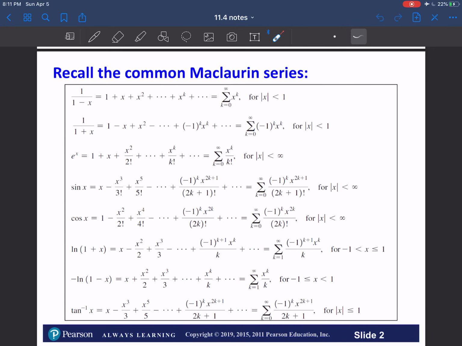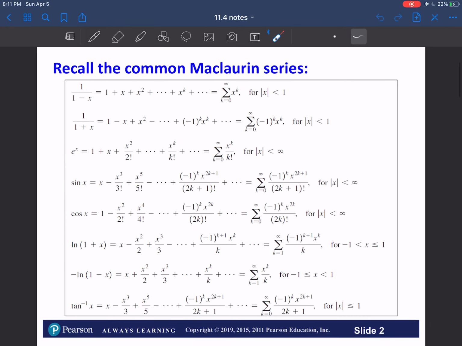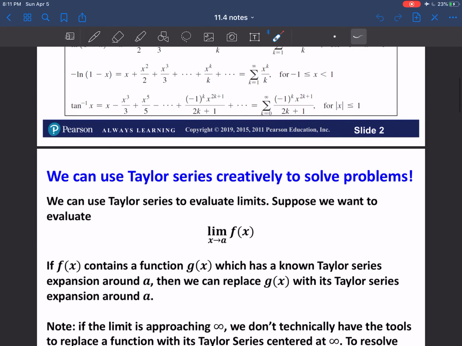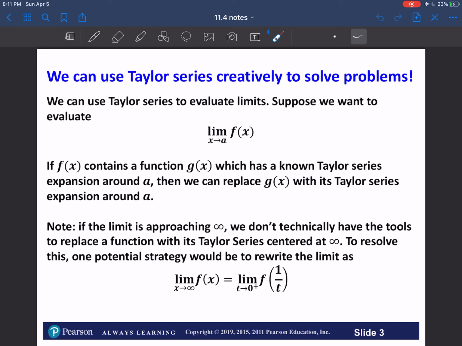First of all, let me just remind you of all of these common Maclaurin series. So on an exam, you guys would be given this information if you were asked to use it. So for example, we might give you the fact that e to the x is equal to 1 plus x plus x squared over 2 plus blah blah blah, x^k over k factorial. It's equal to this infinite sum. We would give you that information and ask you to do something with it. Or we might give you the one for sine of x or cosine of x or whatever. Alright, so with that information, we can actually use these Taylor series to creatively solve some problems.